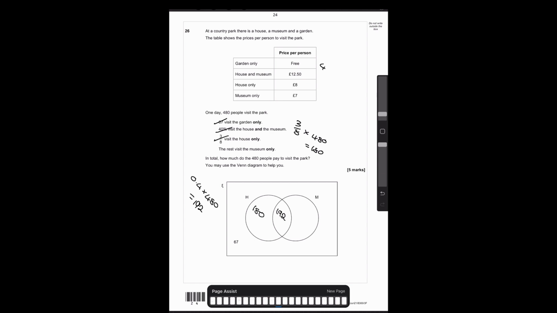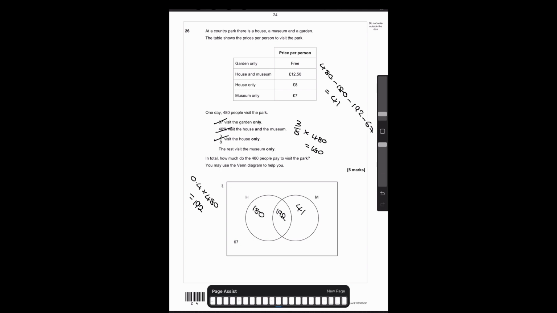And then the rest visit the museum only, so we do 480 minus 180 minus 192 minus the 67 that we already know about. This gives us 41 people remaining, so 41 people must have visited the museum only. The next bit of our question is to work out the totals for each part.